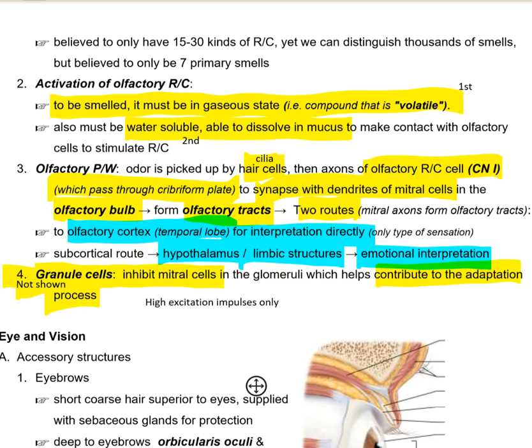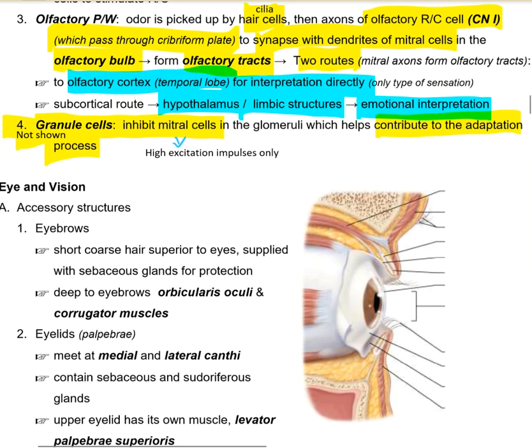And then after the second or third time, their mitral cells will be inhibited by the granule cells because they keep smelling the same thing, and so their body kind of ignores it over time. However, if they were to accidentally spill gasoline all over, the sheer amount of gasoline that's liberating into the air would be a high enough excitation impulse to re-stimulate, and they would re-smell it right away. Okay, so that's what we see there with the granule cells and how they inhibit the mitral cells to only respond to high excitation impulses.